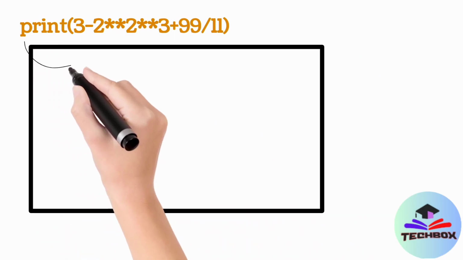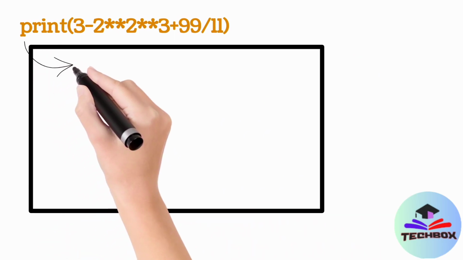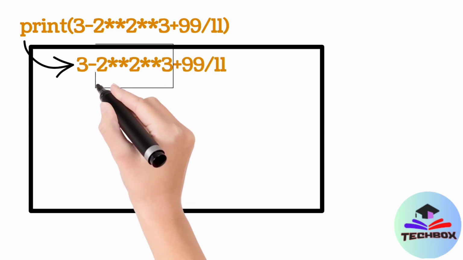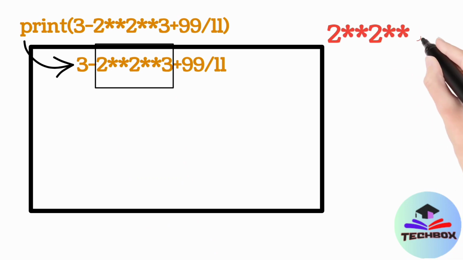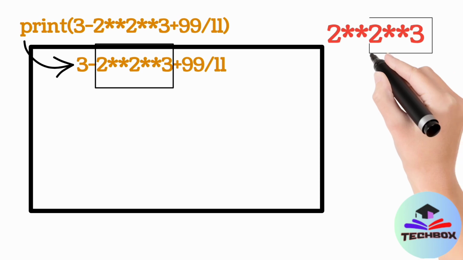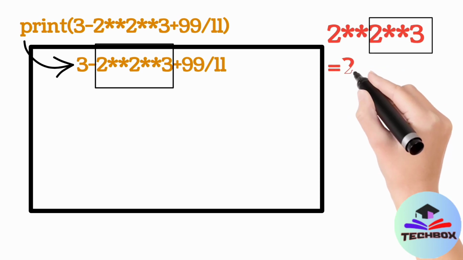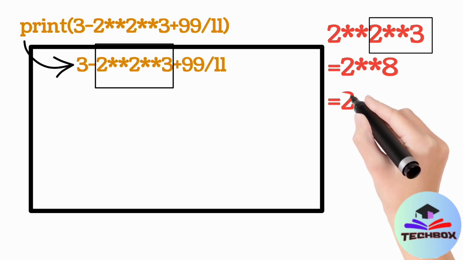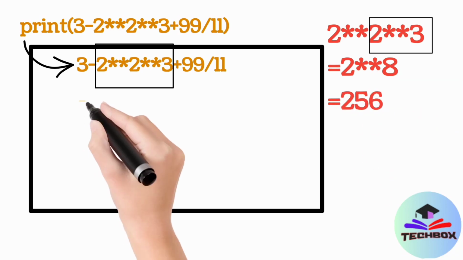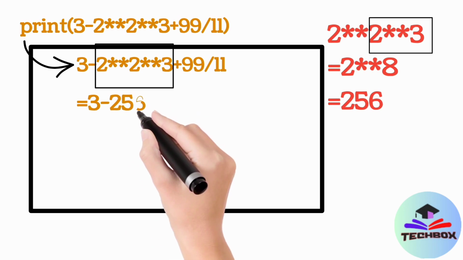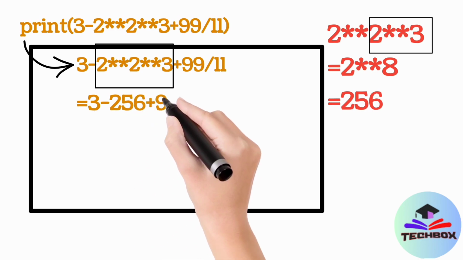First, remove the parentheses as it has first precedence. Second precedence goes to the exponentiation operator. This exponential operator will work from right to left. So first it will execute 2 to the power of 3, which is 8, and then 2 to the power of 8, which is 256. Then add the result in the statement.